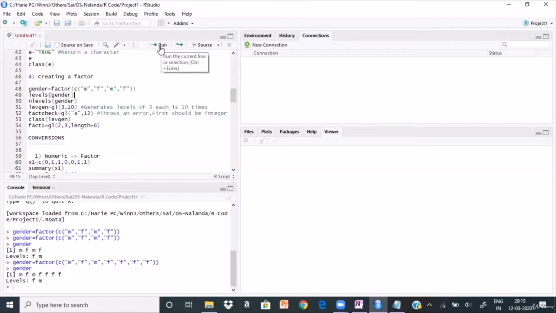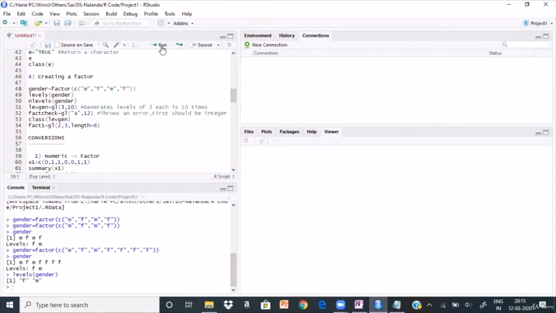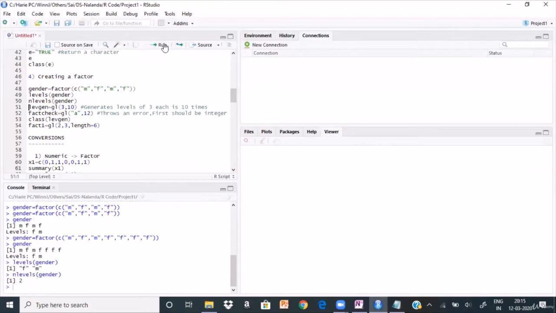Now there is a command called levels. Try these things. Levels gender, automatically it shows me what the levels are here. And there is something called nlevels. If you run this, it will tell you how many levels it has. It has 2 levels.